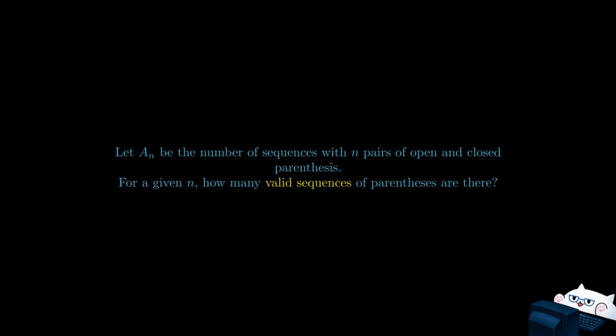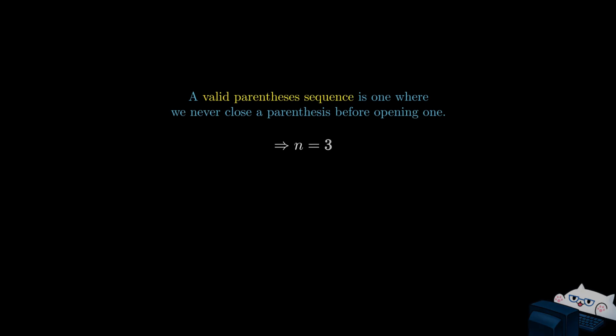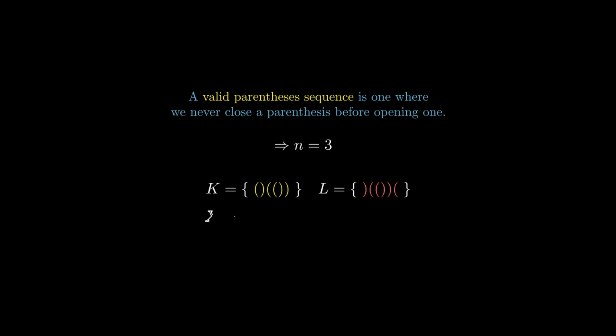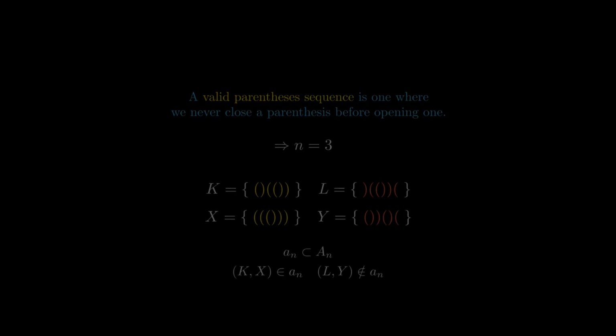More formally, a valid sequence is one where we never close a parenthesis before opening one. As an example, take n equal to 3. Here we would see that the first two cases are valid, but the latter two are not, because a closing parenthesis appears before its matching opening parenthesis. With that in mind, let's go back to our question and try to get a feeling for our recurrence by looking at some sample cases.